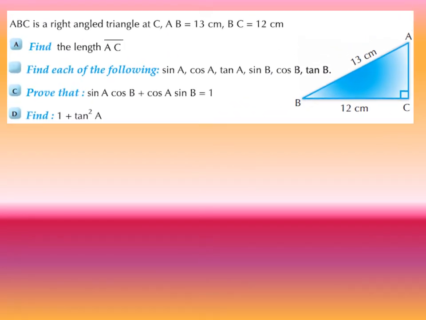Example: ABC is a right-angled triangle at C. AB equals 13 centimeters and BC equals 12 centimeters. Find the length of AC. Find each of the following: sine A, cosine A, tan A, sine B, cosine B, tan B. Prove that sine A cosine B plus cosine A sine B equals 1. And the last required, find 1 plus tan squared A.